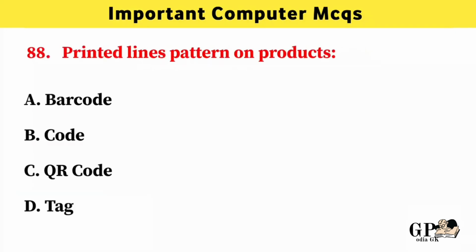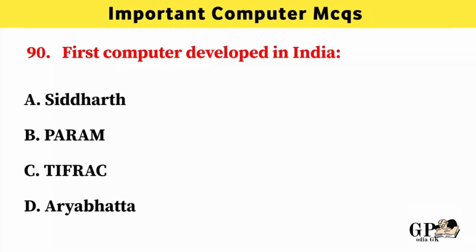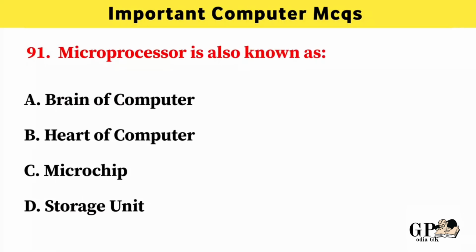Printed lines pattern on products. The correct answer is barcode. Error in computer data is called. The correct answer is bug. First computer developed in India. The correct answer is Siddharth. Microprocessor is also known as. The correct answer is microchip.